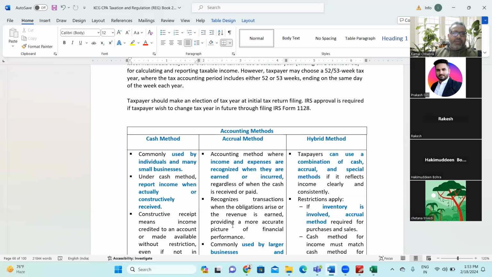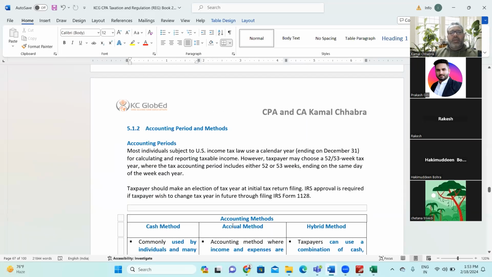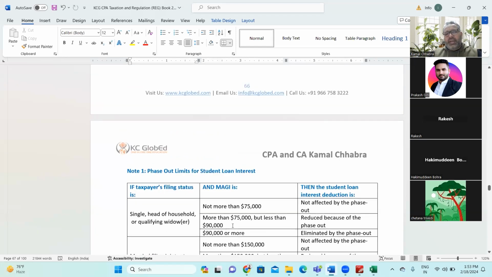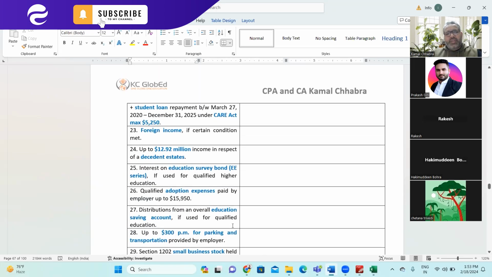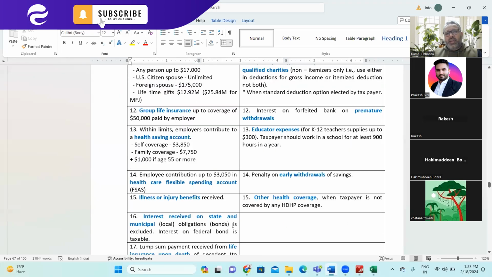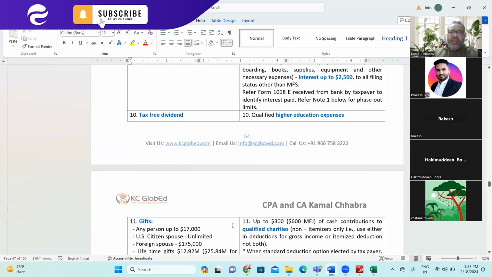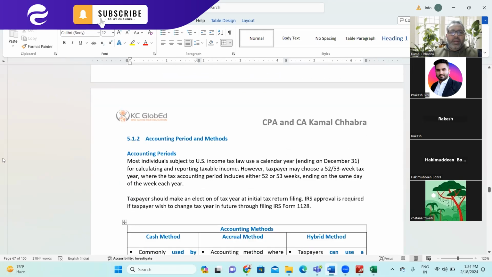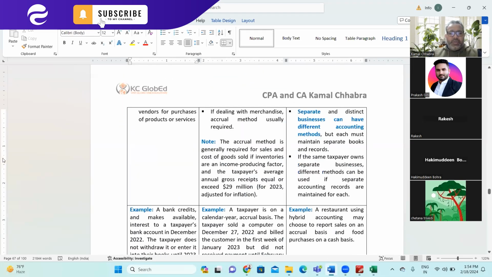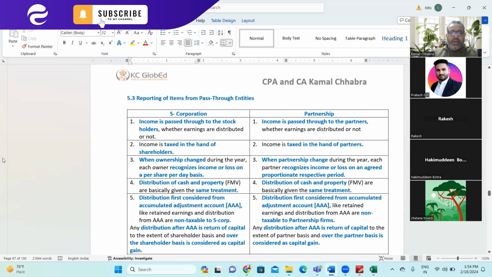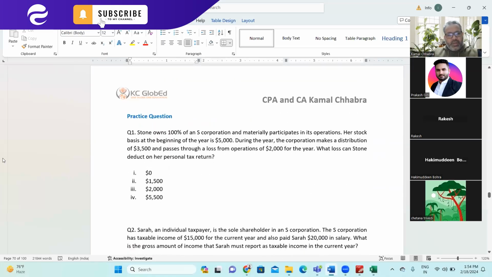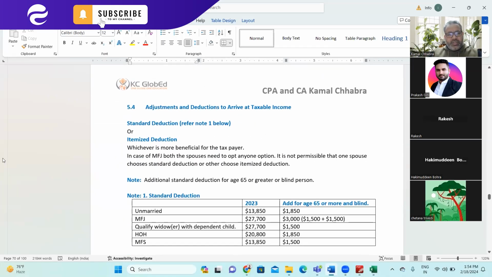So I think this is sufficient for today because the next topic is slightly bigger, which we may start in the next class. Today we have finished all categories of income, and we have discussed all exclusions and deductions to arrive at adjusted gross income. Then we have discussed this small topic, accounting period and accounting methods, right? So next class we'll be starting with the reporting of items through pass-through entities, which is S corporation and partnership firm.